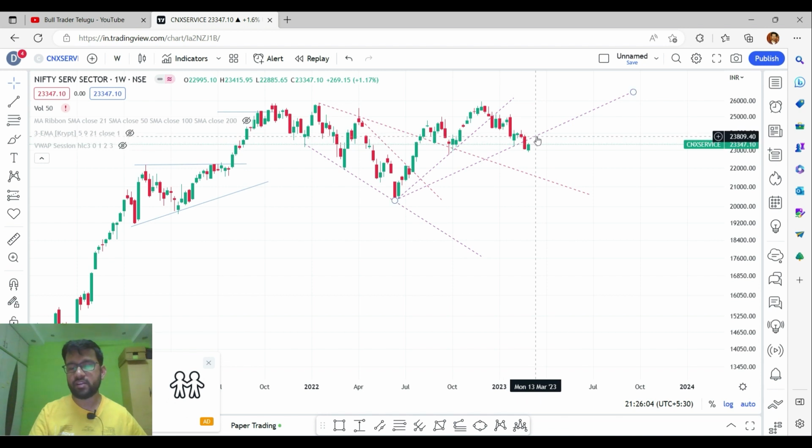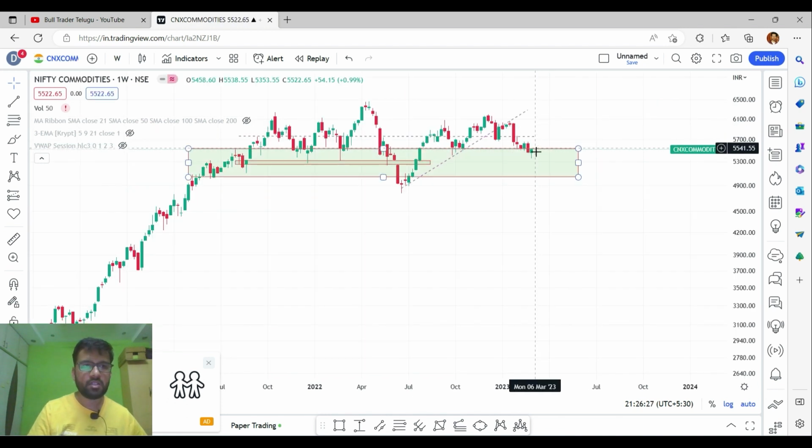So for that we need to wait for at least 1 or 2 weeks, starting with this coming week. Then only we can conclude that the market has resumed its prior bullish trend. Then only we can plan for long positions in the Nifty Services sector. That includes telecommunications and everything else that comes under the Nifty Services sector.